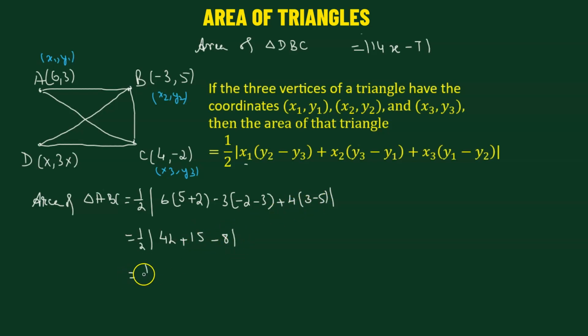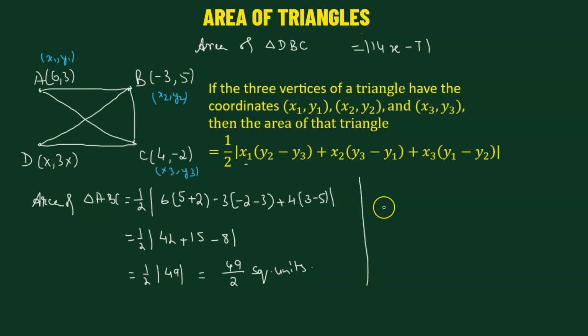So this will be equal to half multiplied to, so 15 minus 8, that's 7. 7 plus 42 is going to be 49. So that means our area of triangle comes out to be 49 over 2 square units. Since 49 is a positive number, we have dropped the absolute value. So this is going to be the area of triangle ABC.